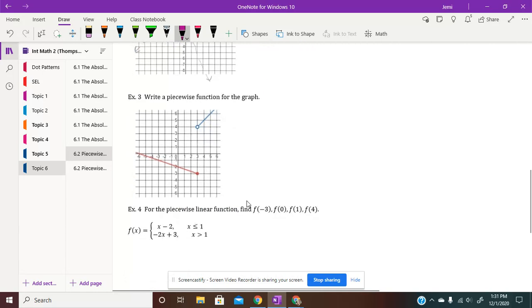All right. C, write a piecewise function for the graph. So now I'm given the graph and need to write the function.